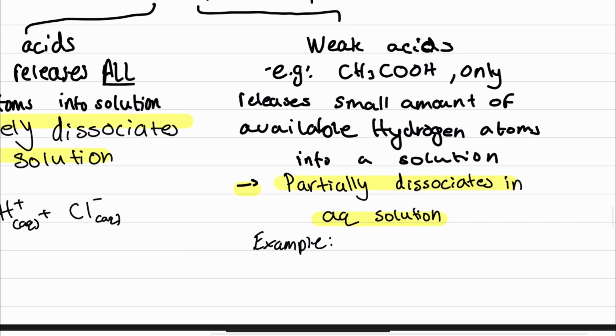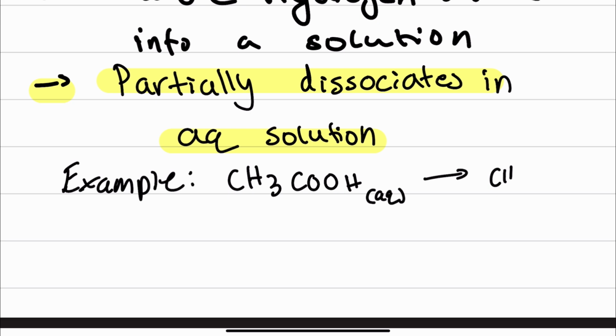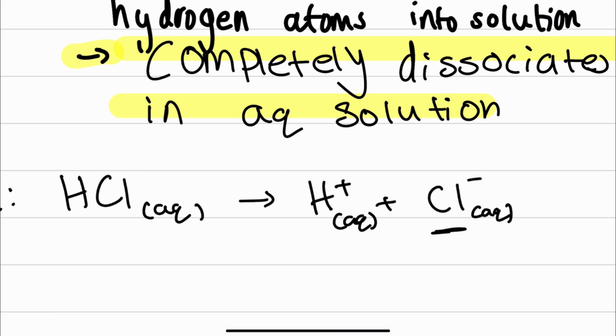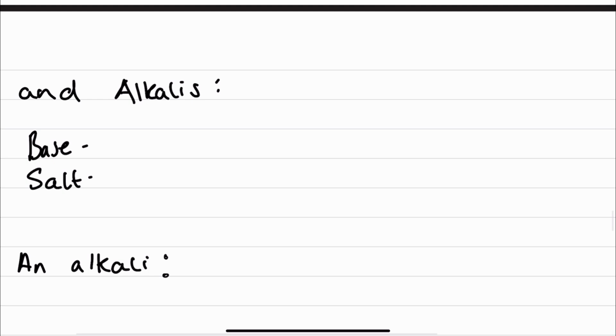A good example for weak acids is the one mentioned above, CH3COOH aqueous goes to CH3COO minus plus H plus, both being aqueous. Now you can see there are some hydrogens that are still available within the compound, as opposed to HCl, where there are no hydrogens in that chloride ion anymore. Now, there are more definitions that you must be aware of.